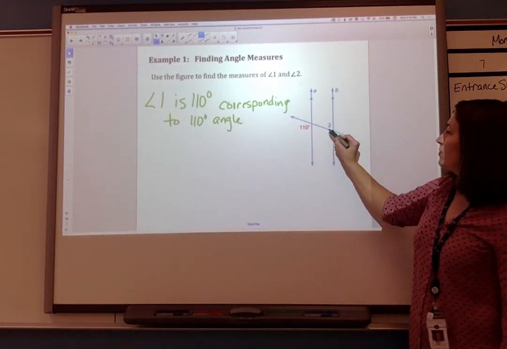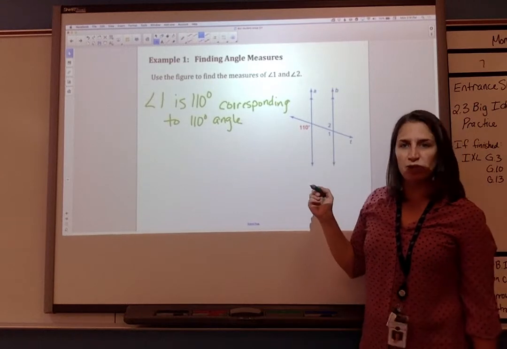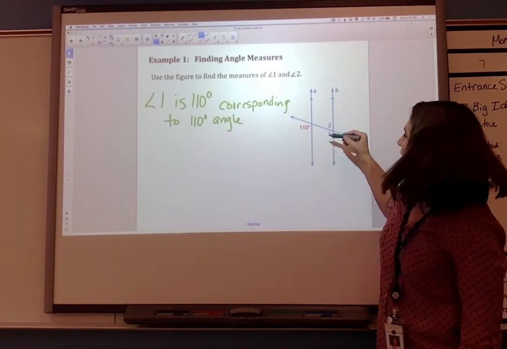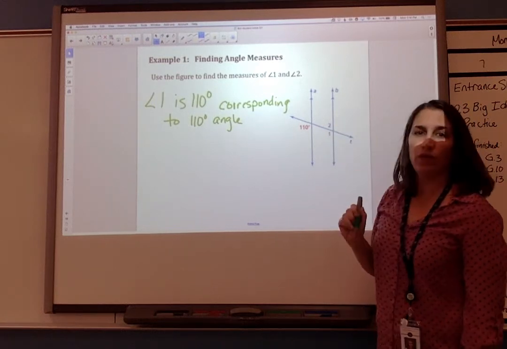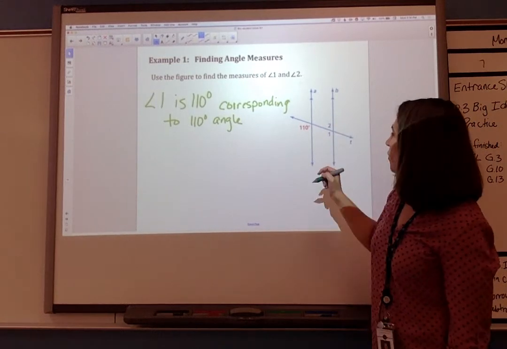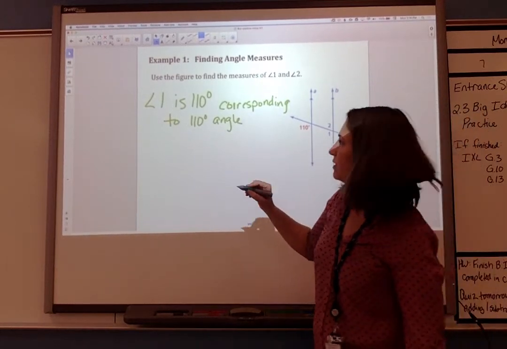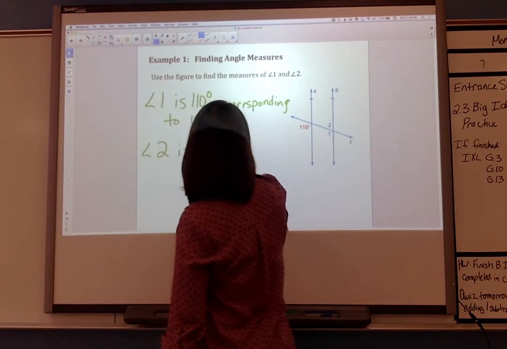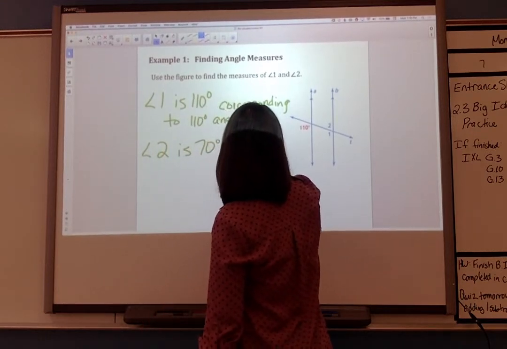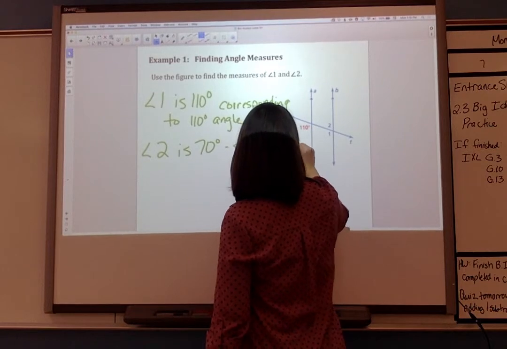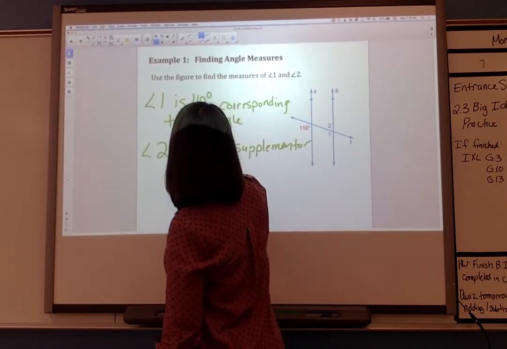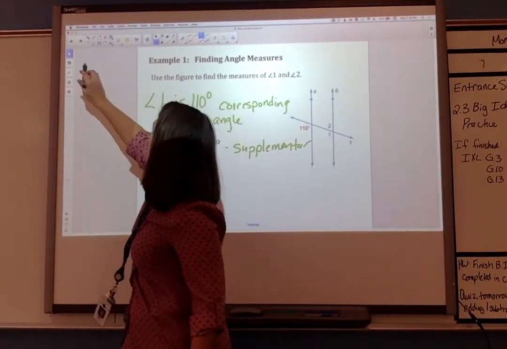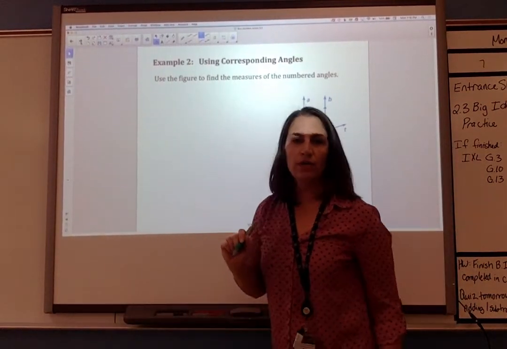And then to find angle 2, we're going to use what we know about supplementary angles. We see that line B is a straight line, and angle 1 and 2 would therefore be supplementary. So angle 2 must be 70 degrees, supplementary to angle 1.